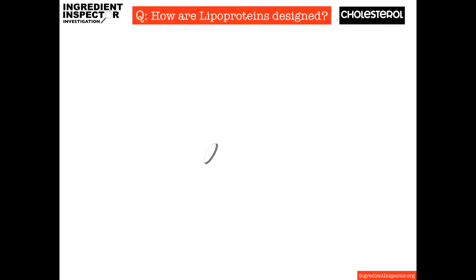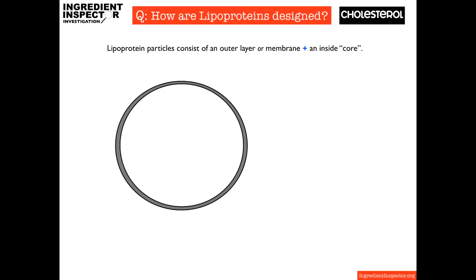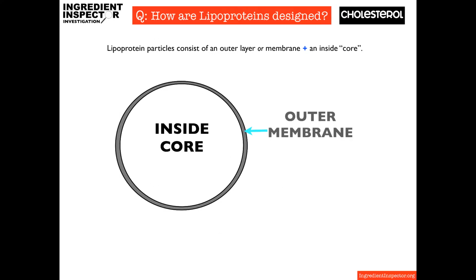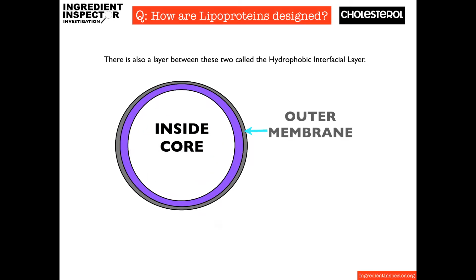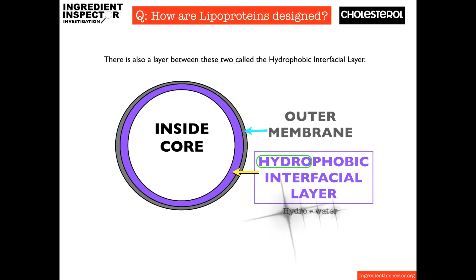How are lipoproteins designed? Lipoprotein particles consist of an outer layer or a membrane and an inside core. So there's the outer membrane and an inside core. There's also a layer between these two called the hydrophobic interfacial layer. Hydro means water, and phobic is from phobia or fear of. So this interfacial layer is kind of like a revolving door between the inside and the outside. And it's hydrophobic, keeping the inside waterproof and safe.